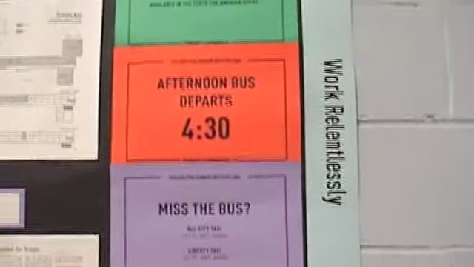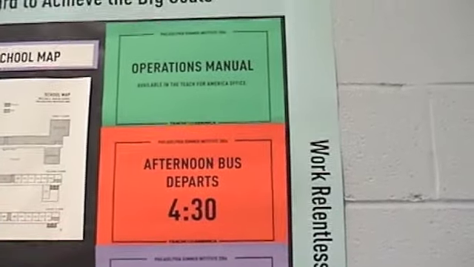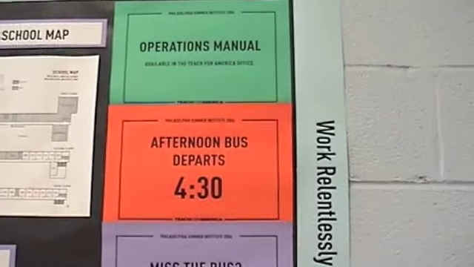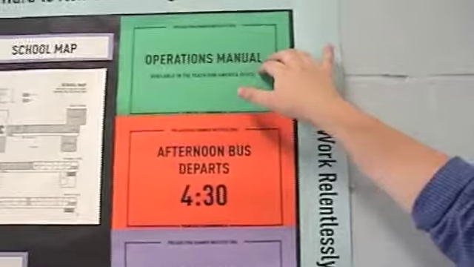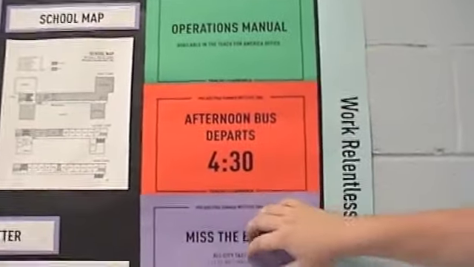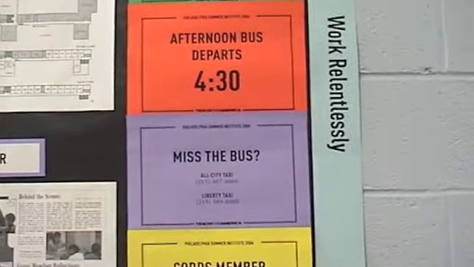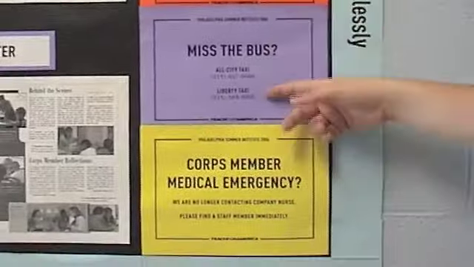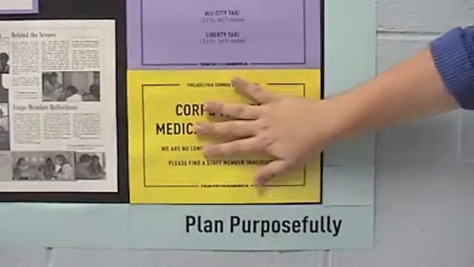And then there's some brightly colored signs here just for a few important announcements, the operations manuals that you saw in the office. I let people know that they're in there by posting this sign here. And then just a few signs about the bus in case people miss the bus. They can come in here and find some numbers to cabs. And then this is about emergencies.